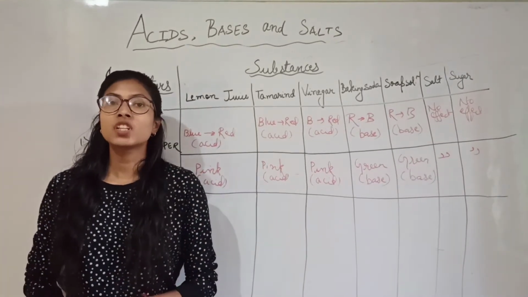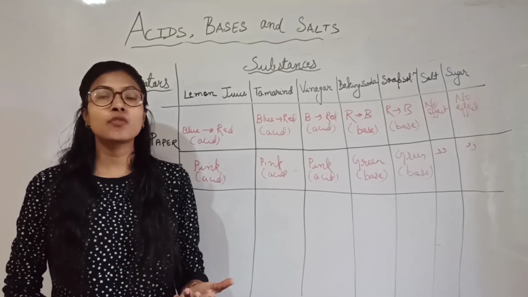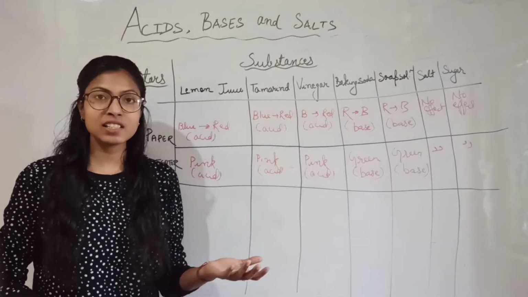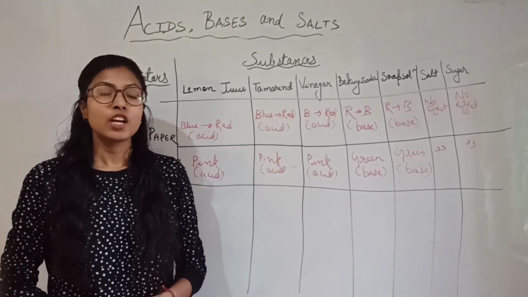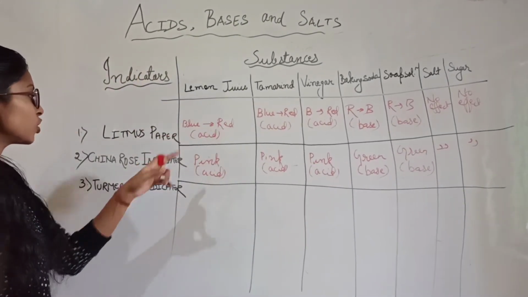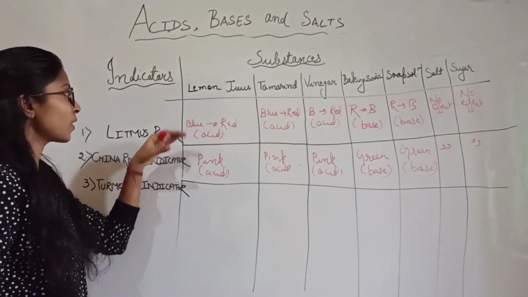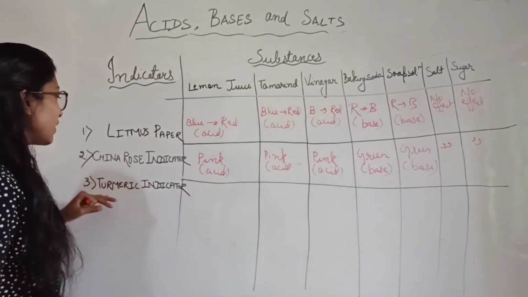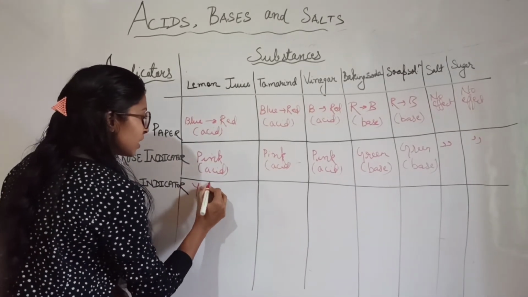So when we put the turmeric indicator in the acid substance, the yellow color of the turmeric remains as it is, but when we are putting it in the basic solution, it turns red. So when we are putting in lemon juice, we know now from the litmus paper test and the China rose test that it is an acid. So when we are putting the turmeric indicator, there is no color change, it is remaining yellow, it means it is an acid.